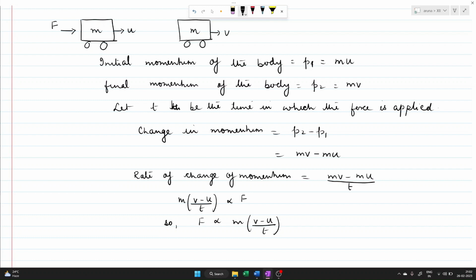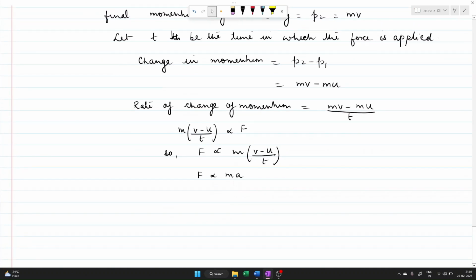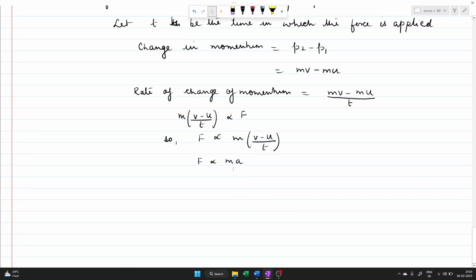So when we use a proportionality sign, it means that the force is going to be varying with the momentum and the time of the object. So it changes into mass and change of velocity. This is a symbol for the proportionality. So this I can further write as m into a, because we've already done in equations of motion that (v minus u) by t is equal to the acceleration of the body.